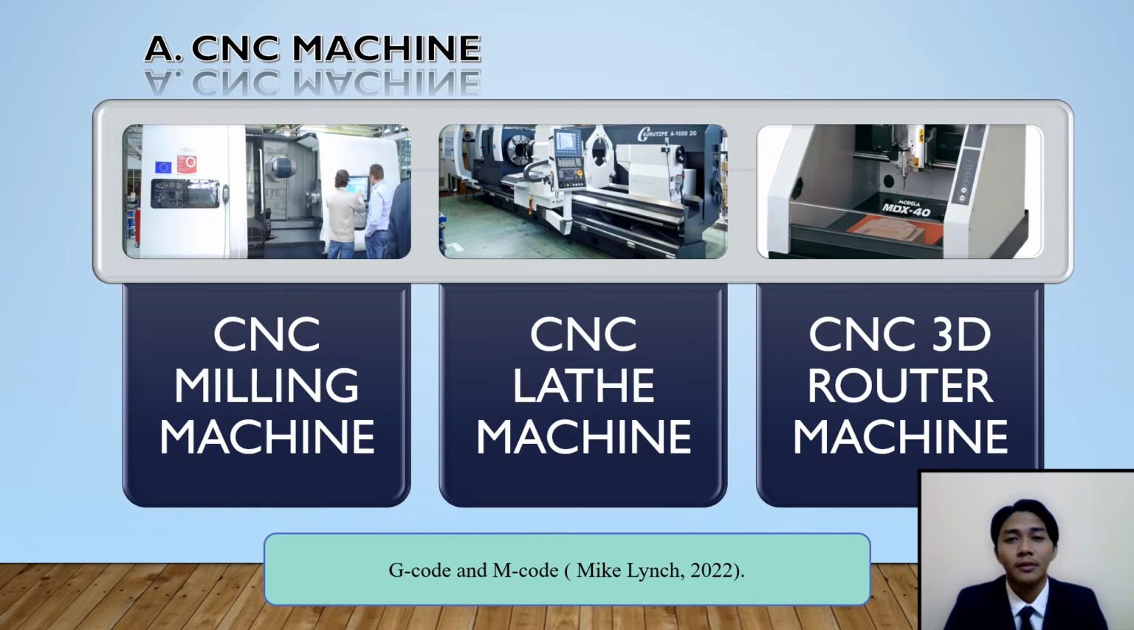2022. There are many types of CNC machine out there, but here are the 3 main machines, which are the CNC milling machine, CNC lathe machine, and CNC 3D router machine, where the 3D router machine is smaller than the other 2 machines, and it is good for educational purposes for students who like to learn about CNC machines.